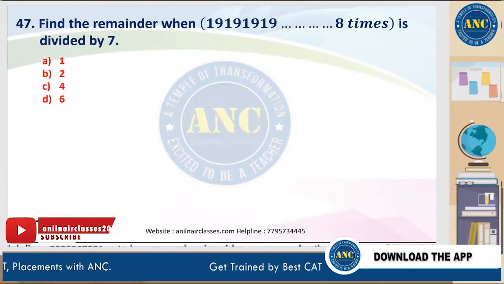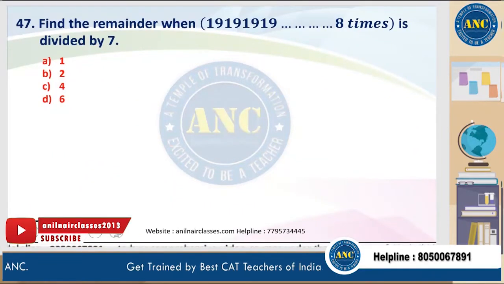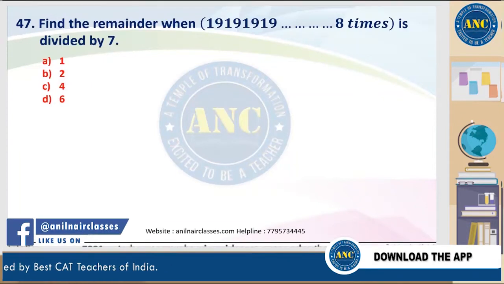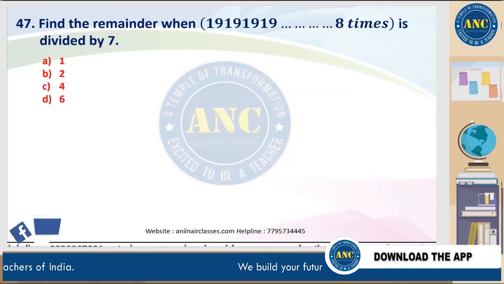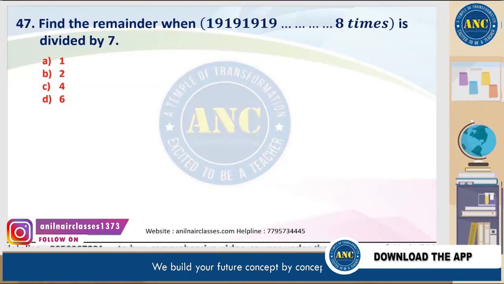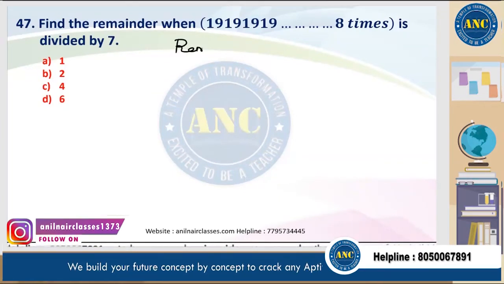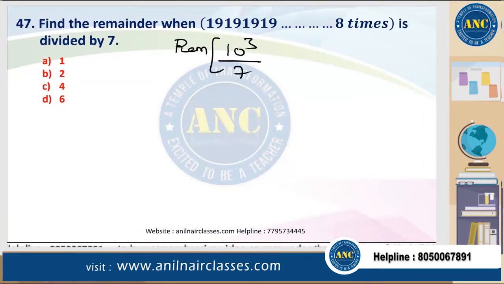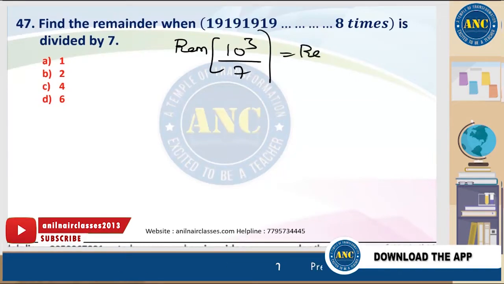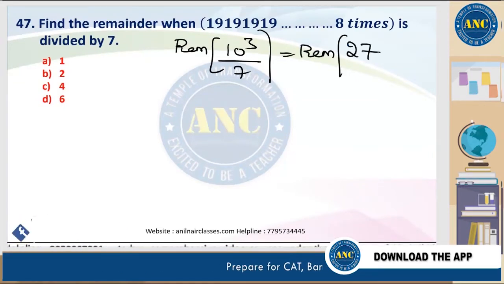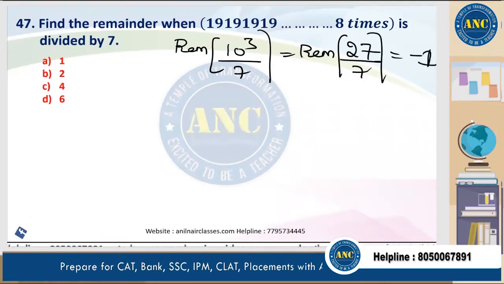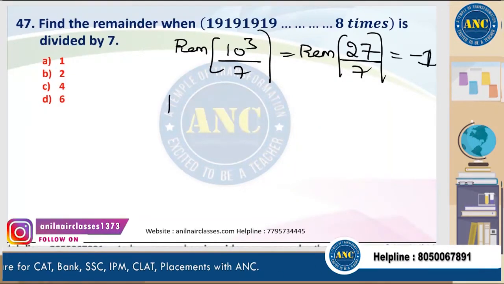Now find the remainder when 191919 written 8 times is divided by 7. So what is the concept? Remainder of 10 cube divided by 7. 7 ones are 7, remainder 3, 3 cube is 27. 27 divided by 7, 7 fours are 28, minus 1. 10 cube divided by 7 is minus 1.